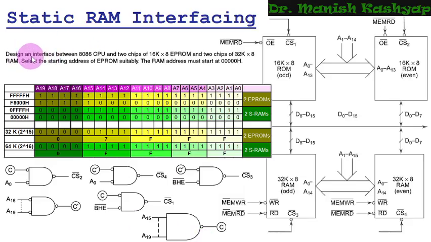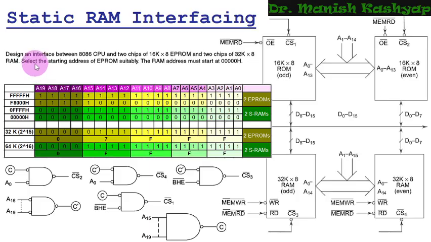The problem here is to design an interface between 8086 CPU and two chips of 16K cross 8 EPROM, right? So EPROM has got 16K size, and each location is of 1 byte. So you have got two such chips, so it will be 32K for ROM. And for RAM, you have got 32K cross 8 chips, but they are 2 in number. So it will be 64K because you have got two chips.